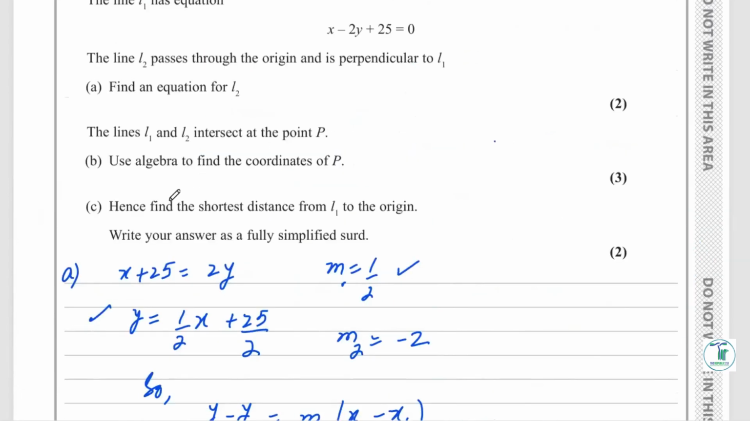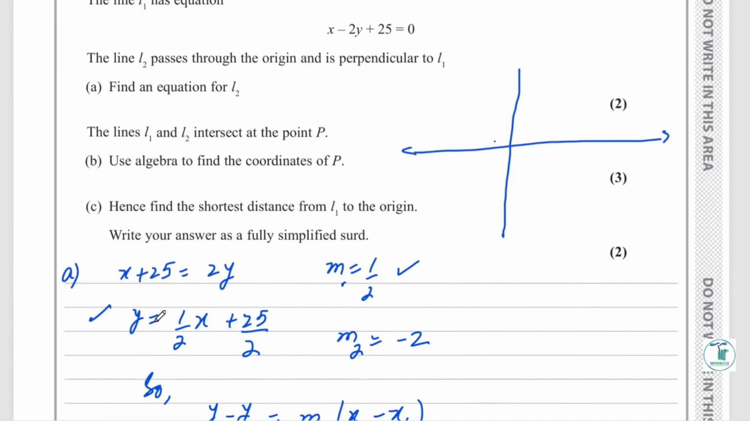In the C part: hence, find the shortest distance from L2 to the origin and write your answer in a fully simplified surd form. So we need to find the shortest distance, and one should know that the shortest distance has to be the perpendicular distance between the two lines. So first of all, for a better understanding, I'll plot the equations.